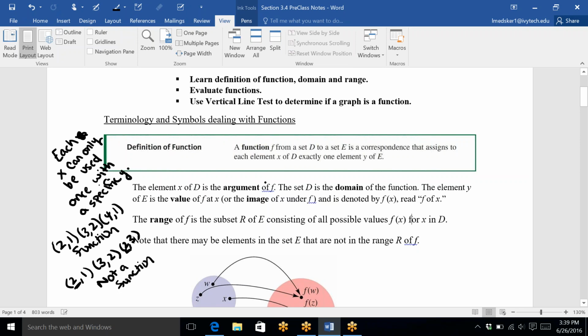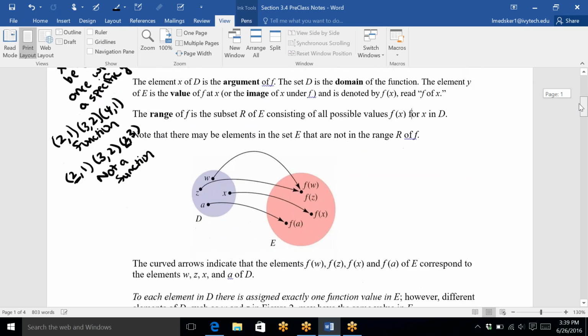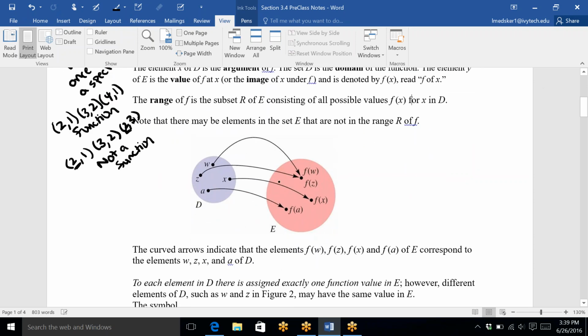Okay. The domain is just the x values of the function. The range is the y values, or the things that we get when we evaluate or plug in. And this is just a picture showing you that this is a domain and this is kind of our range over here, and we're showing you how elements from this set get mapped onto elements or function images over here.